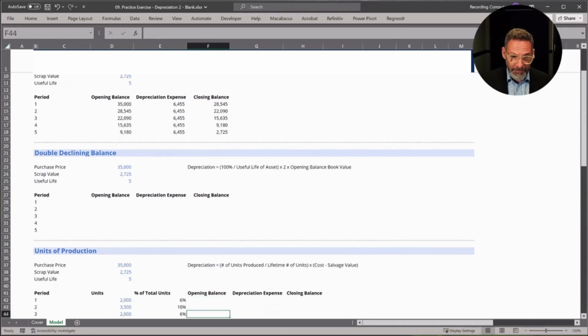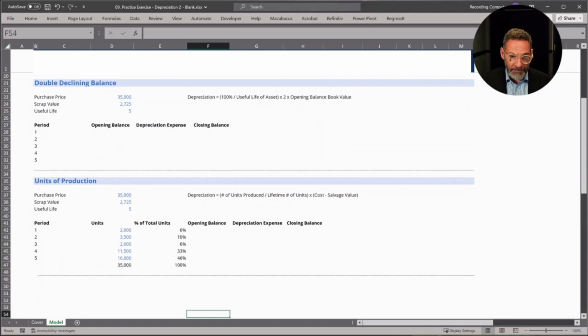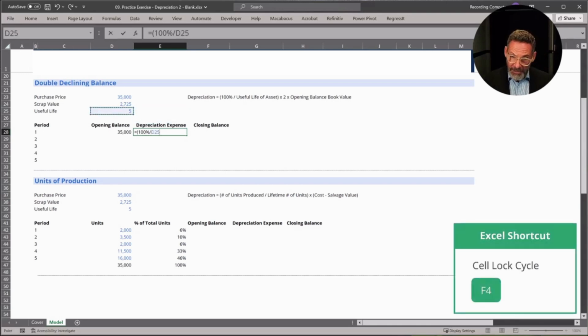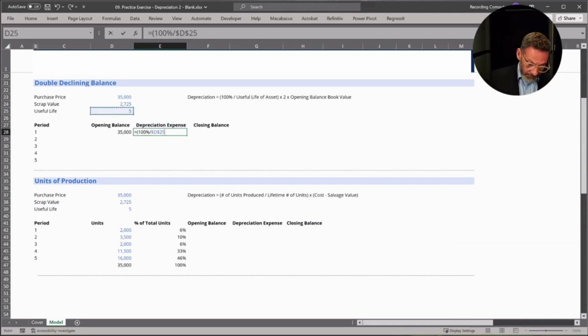Let me scroll up. Okay, so with our double declining, our opening balance always starts with our purchase price. Our depreciation expense, though, equals 100% divided by the useful life. I'm going to put dollar signs there to lock the reference, multiplied by 2, and then we're going to multiply it by the opening balance. And I'm not going to put dollar signs there because I want that cell reference to move.